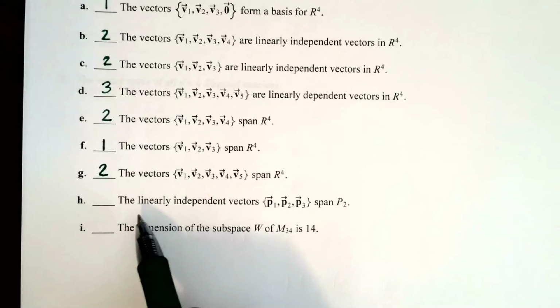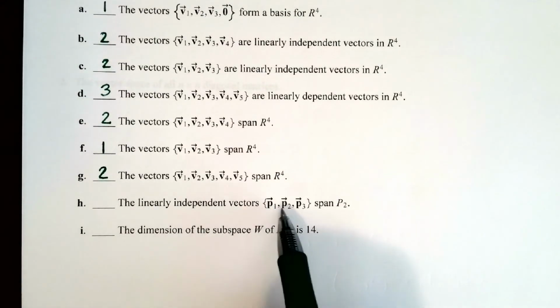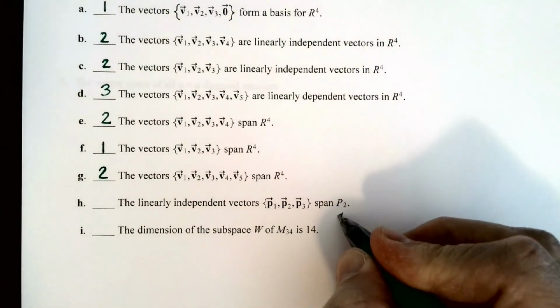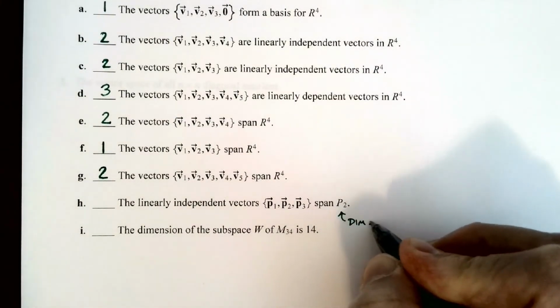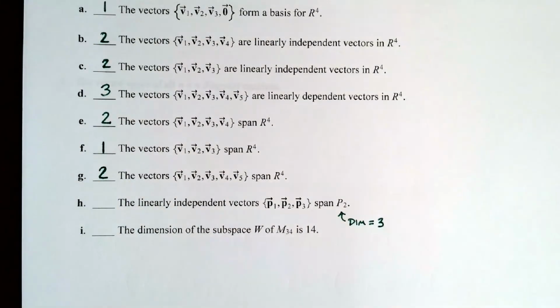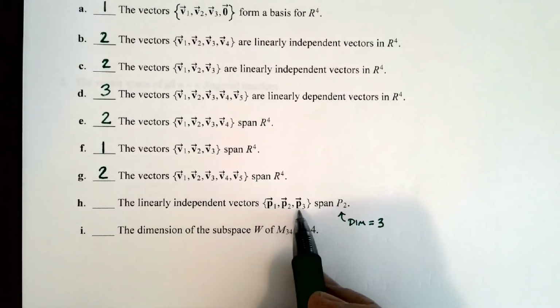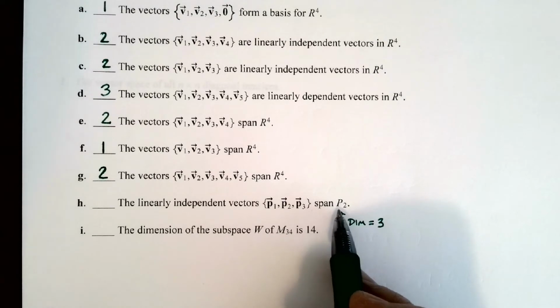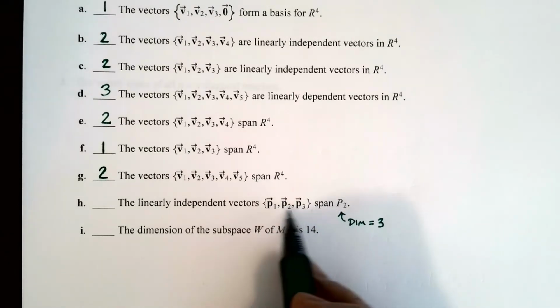Now, the linearly independent vectors P1, P2, and P3 span P2. What's the dimension of P2? You remember the dimension of P2? It's 3. Right? Degree 2 or less polynomials have x terms, x squared terms, and constant terms. So there's a dimension of 3. You say, well, yeah, we have to have 3 vectors to form a basis for P2, but we don't know whether or not they span.